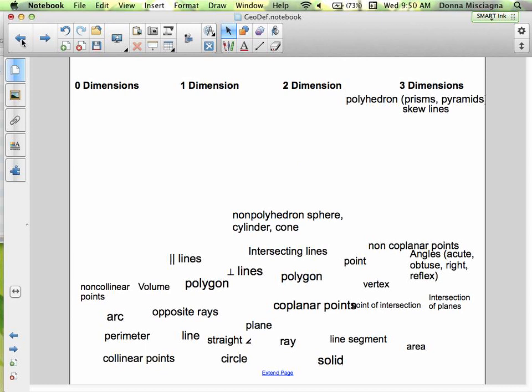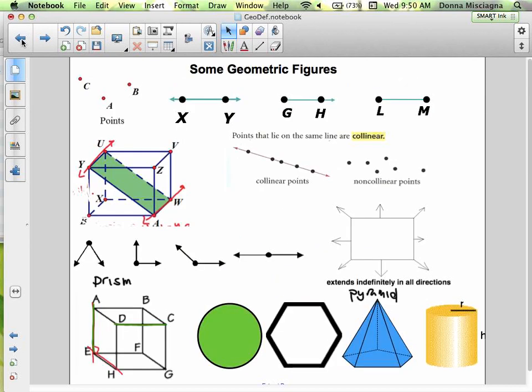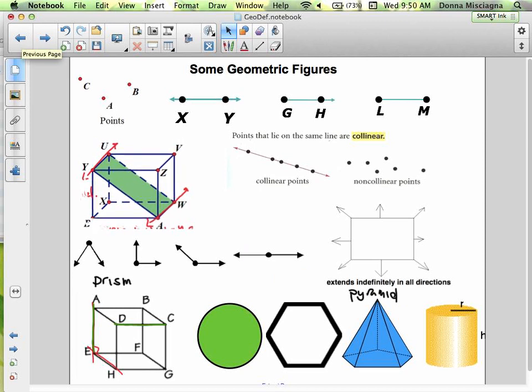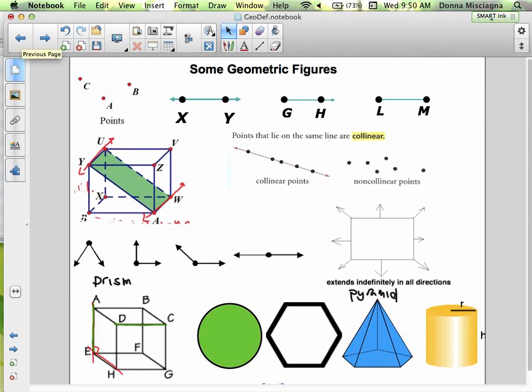Non-collinear points. Well, collinear points make a line. I was covering up some red there. Looks like my white moved around a bit. Pretend it's not there. Anyway, let's get back to where we're going. Collinear points are all in a line. Non-collinear points are not in a line, right? We could not possibly connect those with a single line.